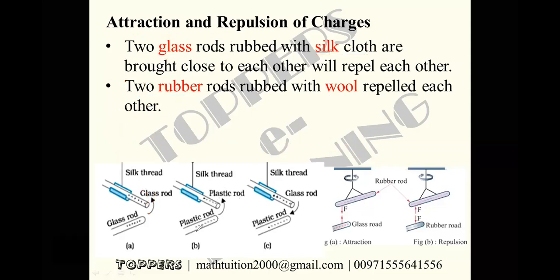This is a rubber or plastic. Rubber and plastic have the same property. Okay, so this is another one. Same material. One is freely suspended using a silk thread, and we are rubbing both of the same material using wool. So what is happening? They are getting charged. They are getting the same charge.